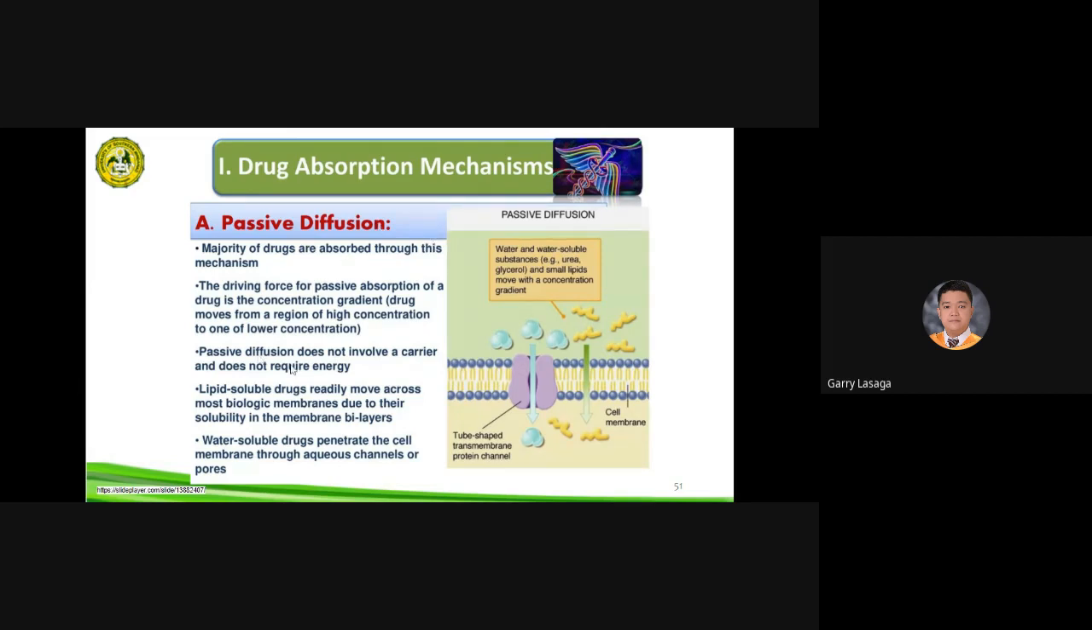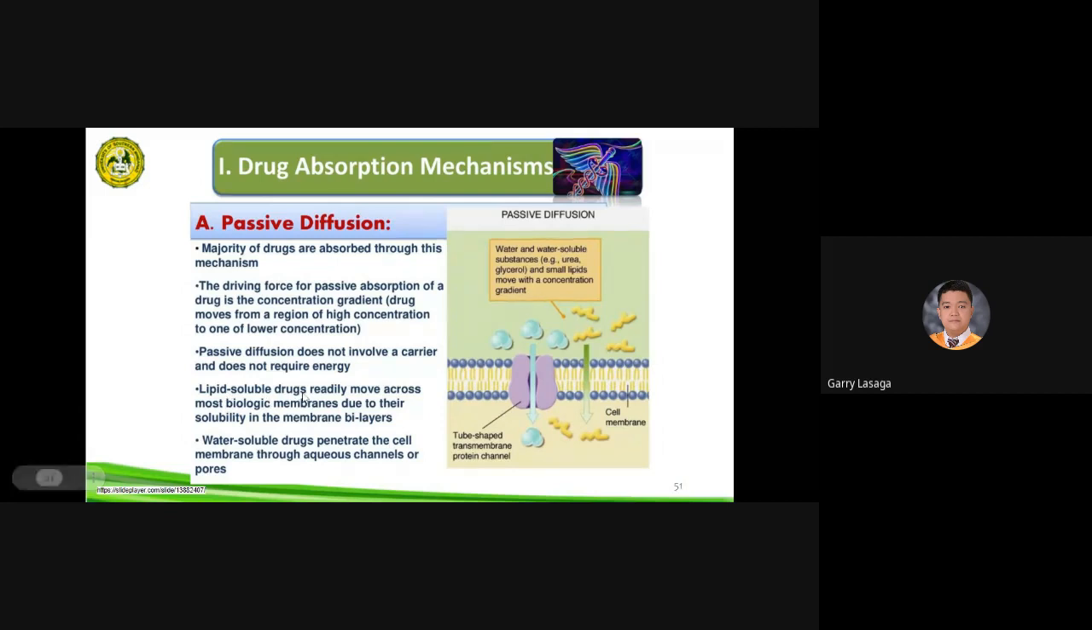So passive diffusion does not involve a carrier and does not require energy. When you say carrier, that refers to a protein molecule that will aid or help in the transport of a molecule from one compartment to the other. And passive diffusion also does not require energy.